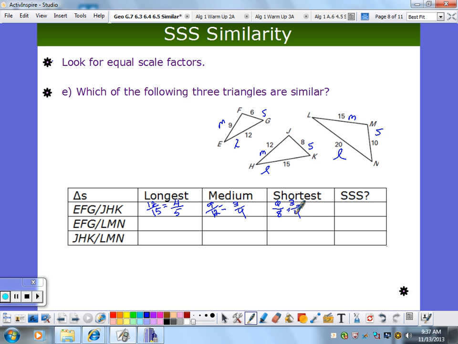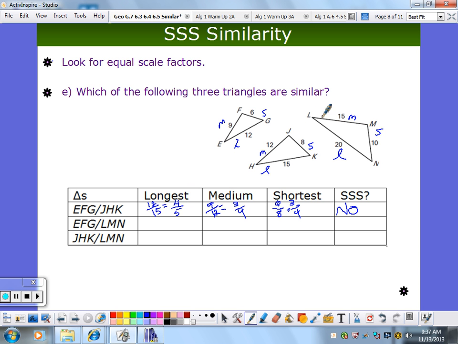So what's going on here? I have two sides in proportion, fantastic, but they're not in proportion with the other side. So do I have side, side, side similarity? I don't. All the scale factors have to be the same on all the sides to have that similarity. Since only two sides are in proportion, the last one isn't with it. It's not similar.